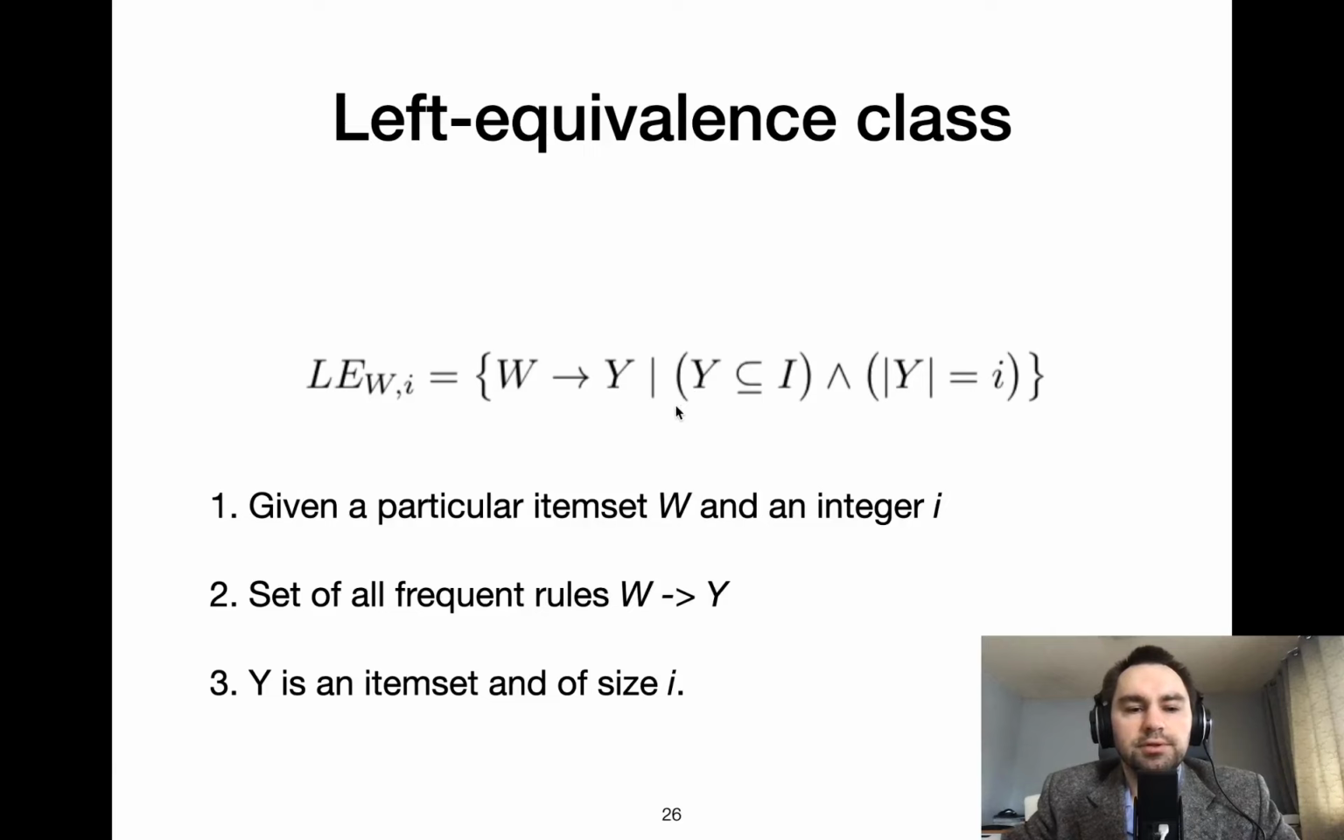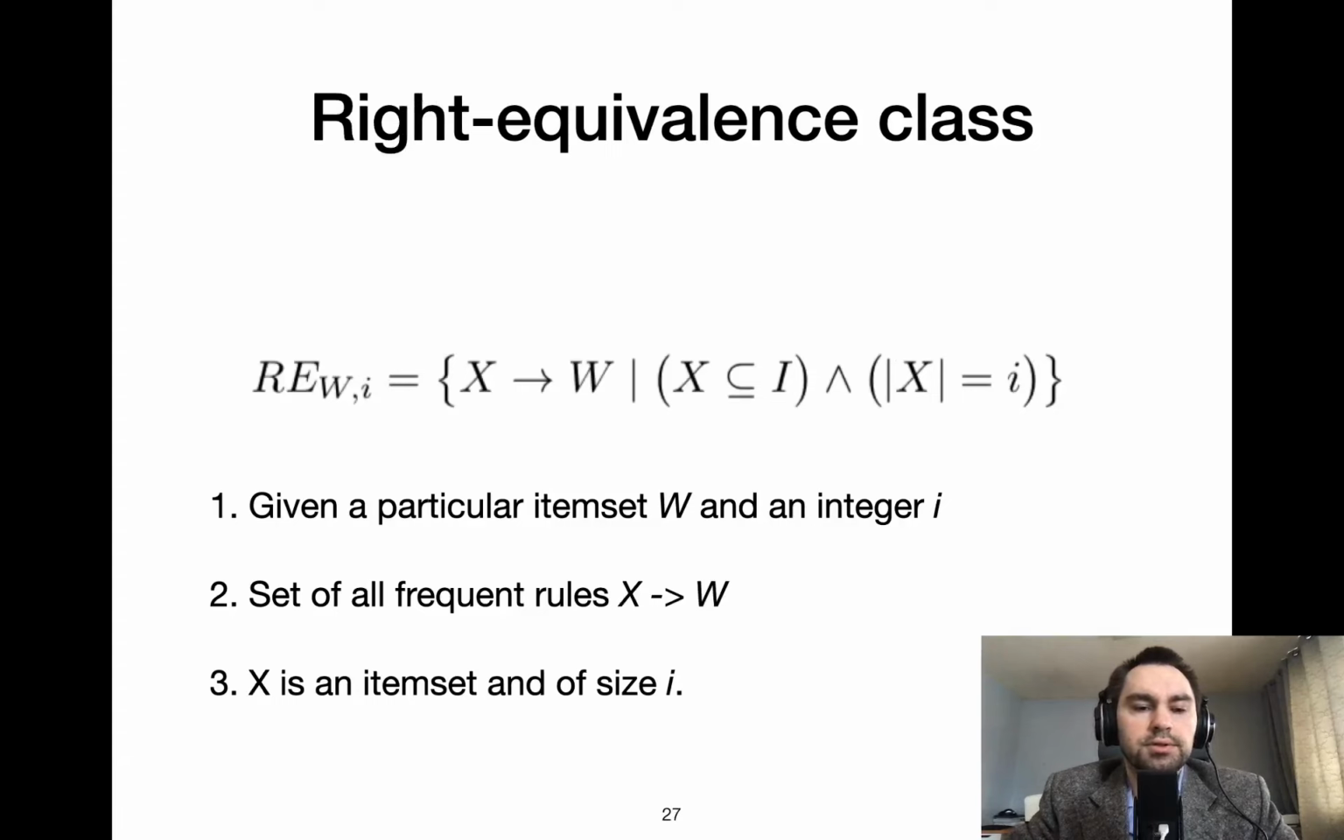The first one is a left equivalence class. Given a particular item set W, and an integer I, we say the left equivalence class on W of size I is the set of all frequent rules W goes to Y, where Y must be of size I. So it's all the rules the left-hand side of which is W, which is given, and the right-hand side of which is of size I. It doesn't matter what it is, as long as it has size I. It is I item sets long.